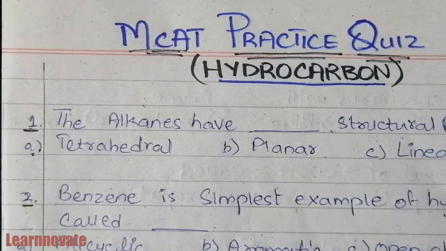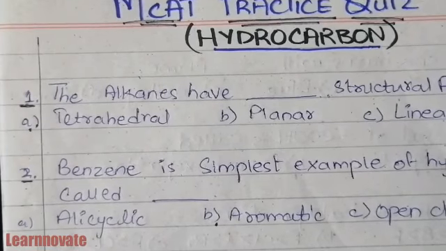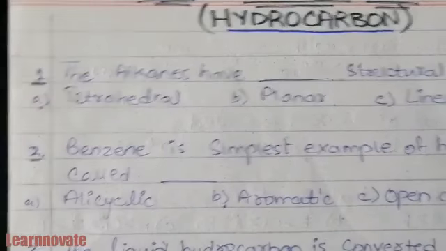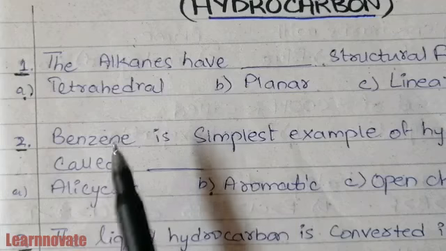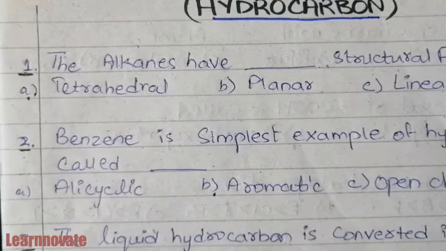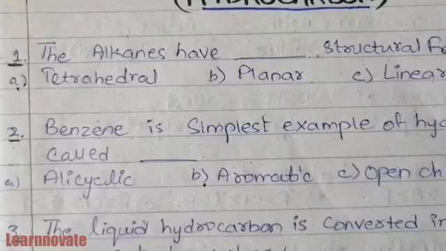Starting from the first question: the alkanes having the structural formula dash, tetrahedral, planar or linear. If you know the hybridization of alkane is sp3, and according to this hybridization, when you draw the structure it is in the form of tetrahedral. So the answer for this question is A, that is option number A, tetrahedral.